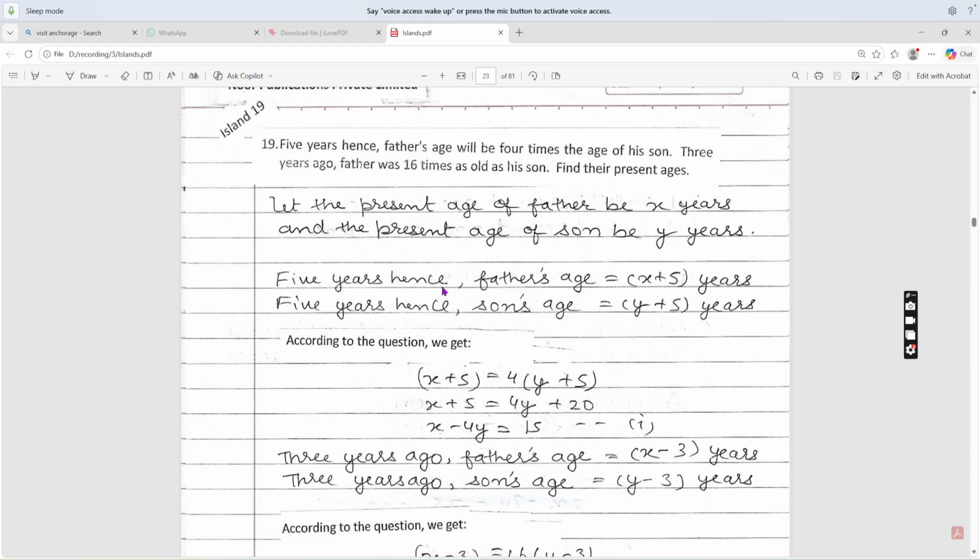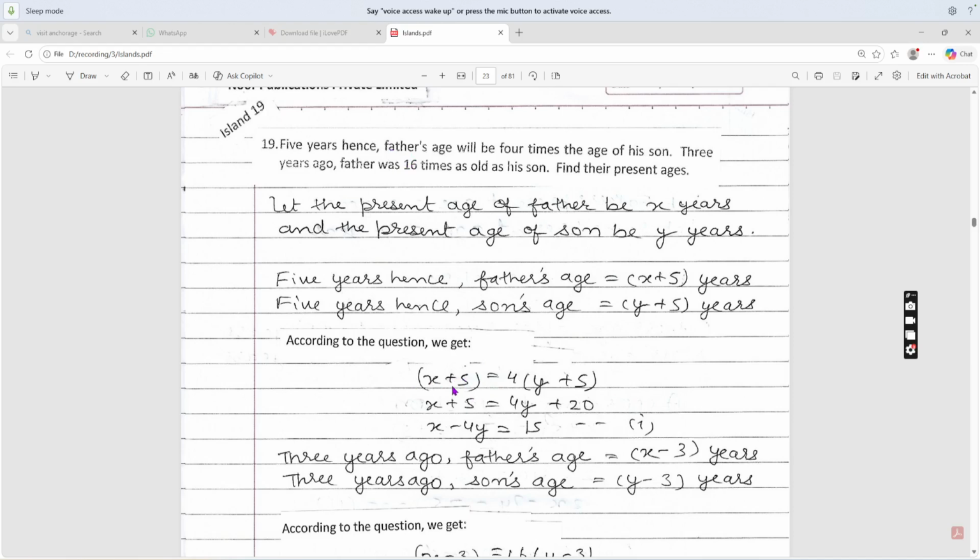Whenever hence is written, or whenever future is mentioned, we have to add that much quantity of years to their present age. So here 5 years hence, father's age would be x plus 5, because the father's present age is x, so after 5 years it would be x plus 5. Son's age would be y plus 5, because y is the present age of the son. Now, according to the first condition, x plus 5 is equal to 4 into y plus 5. Why? Because here the language is 5 years hence father's age will be. Whenever it is written will be, we have to put the sign of equal to in between.